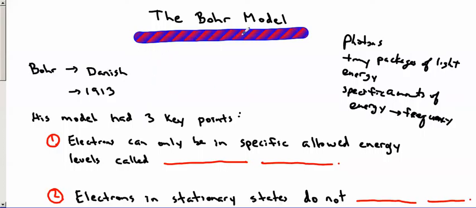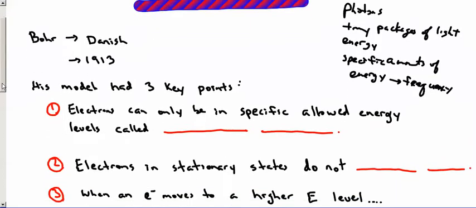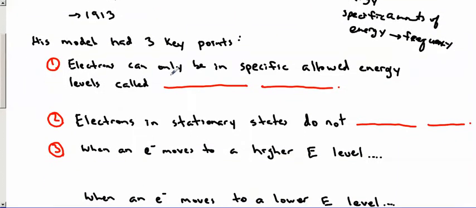So Bohr used these ideas, and he came up with the Bohr model of the atom. He was Danish. 1913 is when he came up with his theory. His model had 3 key points. Electrons can only be in specific allowed energy levels, and he called them stationary states. Electrons in stationary states do not emit energy, which is kind of a cop-out, but that was his theory. He was basically saying, no, when an electron's in one of those states, it's happy. It doesn't need to give off energy.